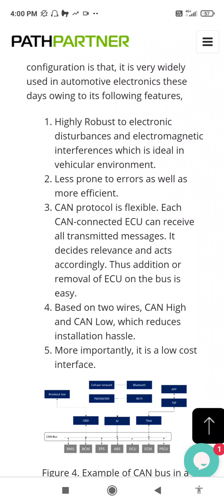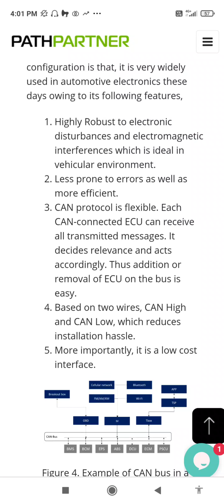CAN protocol is flexible. Each CAN connected ECU can receive all transmitted messages. It decides relevance and acts accordingly. Thus addition or removal of an ECU on the bus is easy. Based on 2 wires, CAN high and CAN low, which reduces installation hassle. More importantly, it is a low-cost interface. Figure 4. Example of CAN bus in an automotive vehicle.